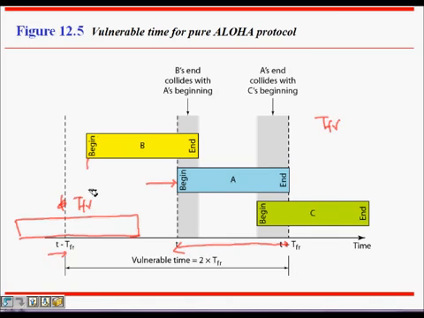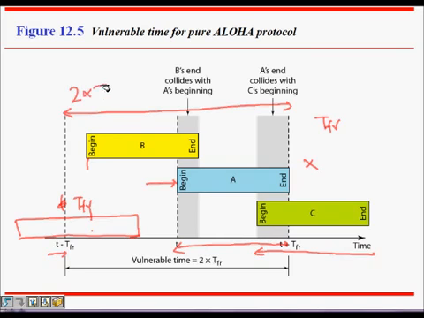So if it started here, it will collide with my beginning. In the end also, if someone starts in this period between t and t plus TFR, there will also be a collision. So in this time interval, there should be no other stations transmitting. So it will be twice TFR. That's the vulnerable time to know.